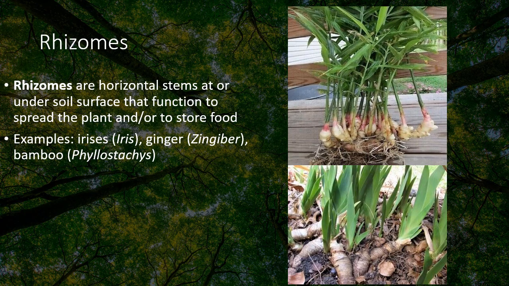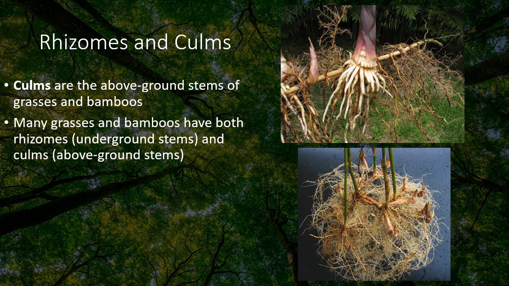The thick, white, fleshy organs at the base of this ginger plant in the top image, those are actually modified stems called rhizomes. Bamboos and grasses often have rhizomes, which they use to spread themselves underground, but they also have a second type of stem called a culm, and the culms are the above ground stems of grasses and bamboos. And culms are specialized in a couple ways.